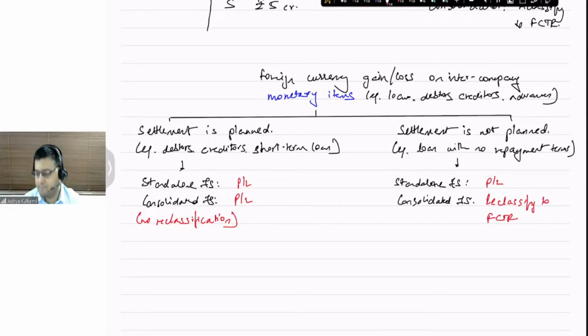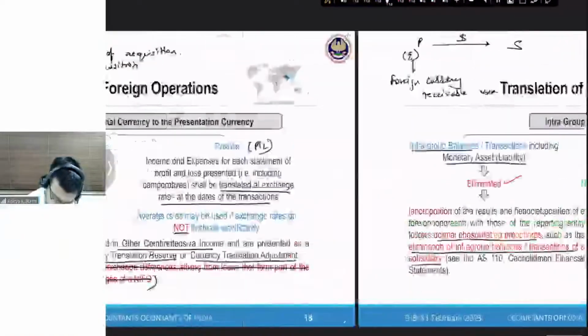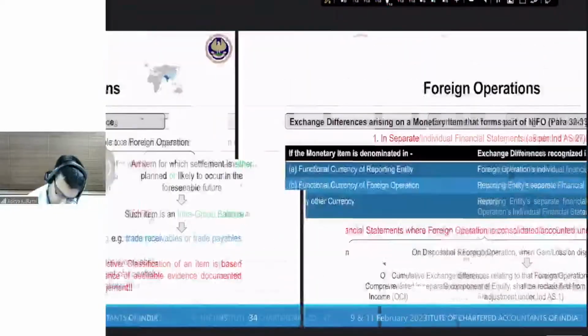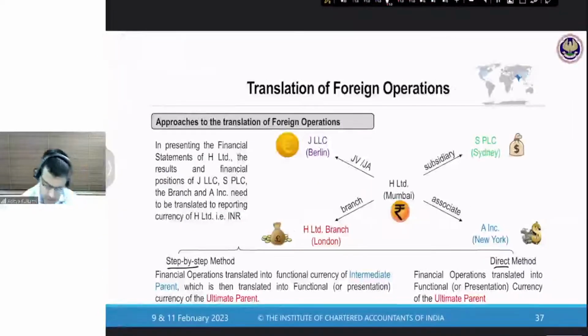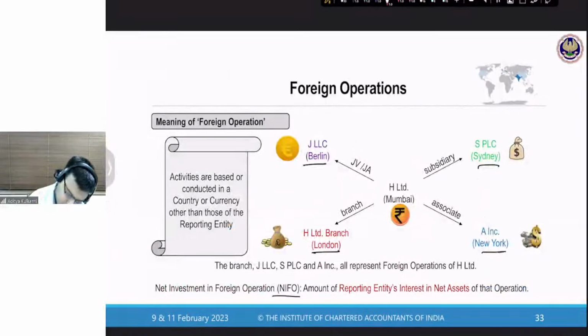All right, fine. So now coming back to our notes, now you will understand what is the meaning of NIFO. I had told you not to look at the NIFO part right now. Now I'm telling you, you will have to look at that. Okay. So net investment in foreign operations.